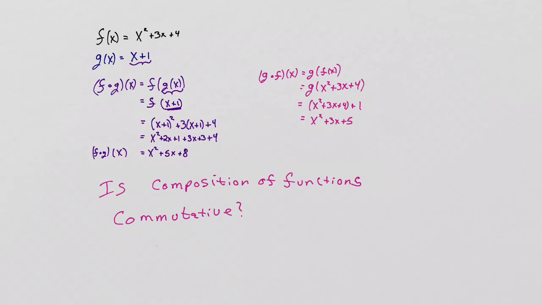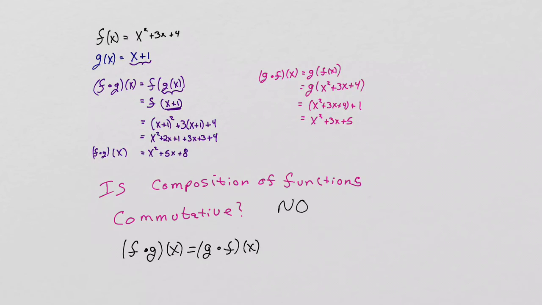But for this to be commutative, that would have to mean that my f composed g of x has to equal my g composed f of x always. There never can be a time that it's not. Well, just in this example alone, we see that f composed g of x is x squared plus 5x plus 8, and g composed f is x squared plus 3x plus 5. They are not equivalent. Therefore, a composition of functions is not commutative. So the answer to this would be no, it is not commutative.